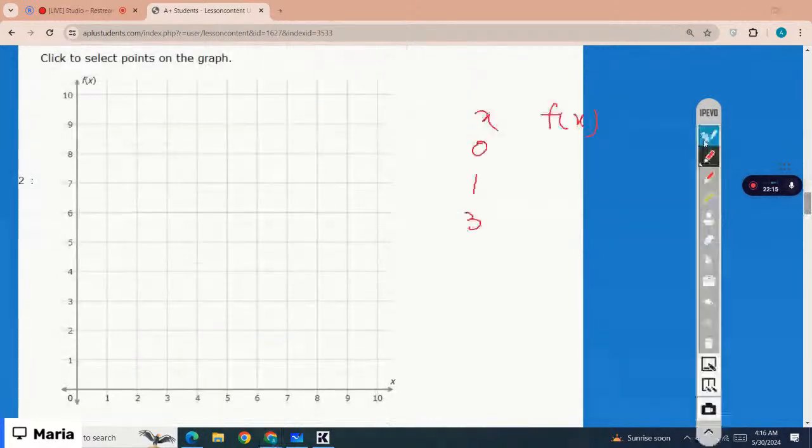Okay, you are given the equation 3x, right? 3 times 0 is 0, 3 times 1 is 3, and 3 times 3 is 9. So let's just plot the graph. The first one is when x is 0, y is 0. That means the point is at the origin, right? When x is 1, f of x is 3. When x is 3, f of x is 9. So you need to join these points and make a straight line like this.